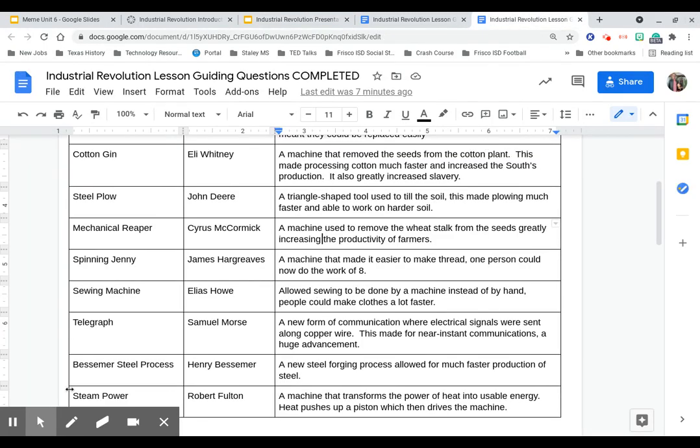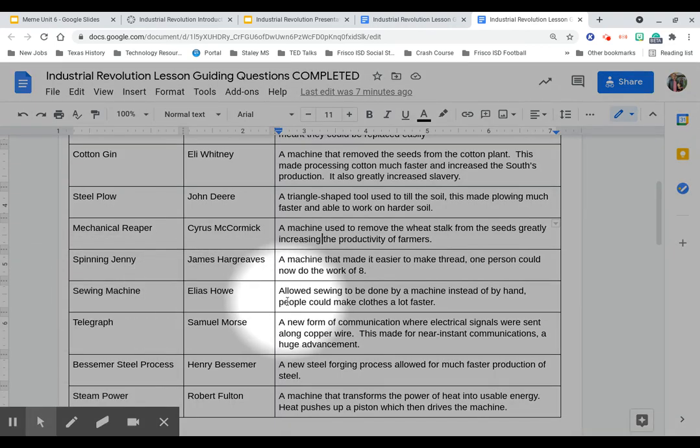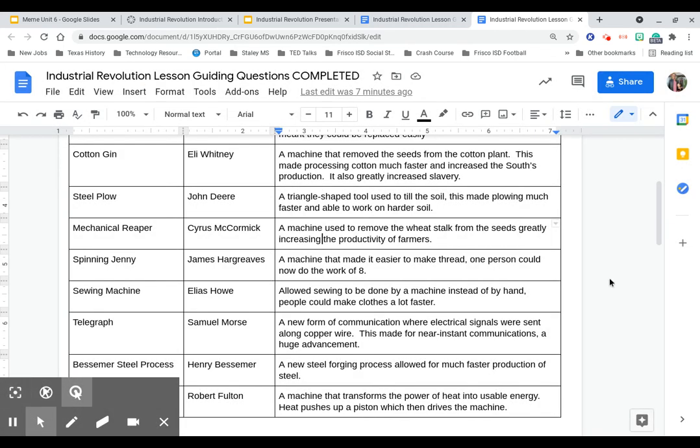All right. So there are the two right here. So we've got the sewing machine by Elias Howe, which allowed sewing to be done by a machine instead of by hand. People could make clothes a lot faster. And the telegraph, which was a new form of communication where electrical signals were sent along copper wire. This made for near instant communications, a huge advancement. Okay. So I'll give you guys a second to get those two copied down.